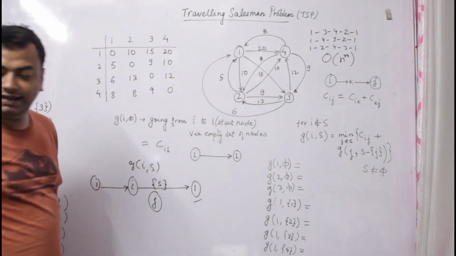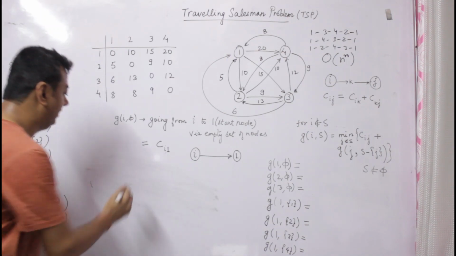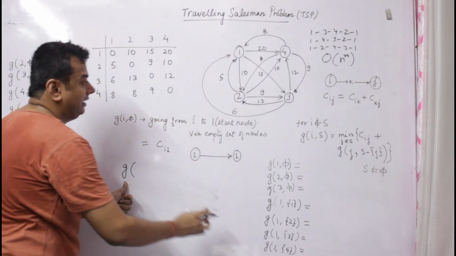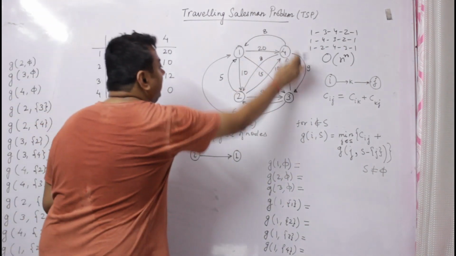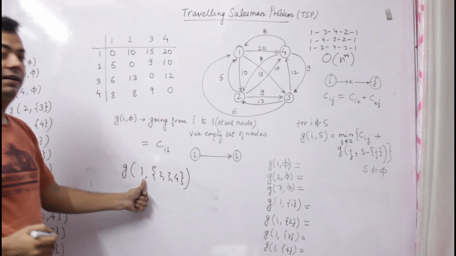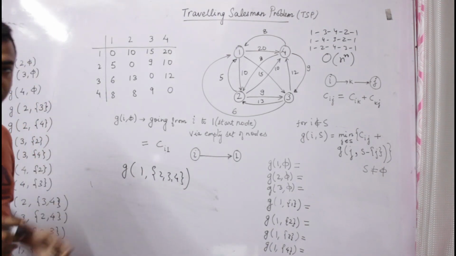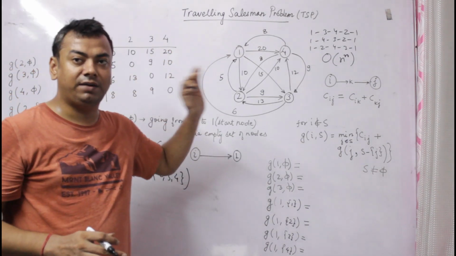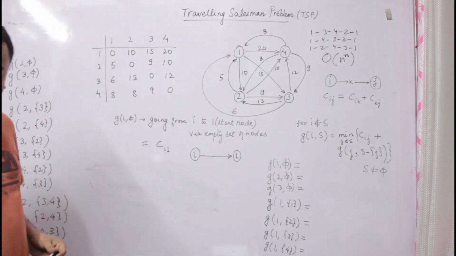In this case, what is S here? We have to start from 1, and we have to cover the entire intermediate node, and this represents that it will come back to 1. Okay, if you didn't understand this, I'll explain one by one. You will come to know.